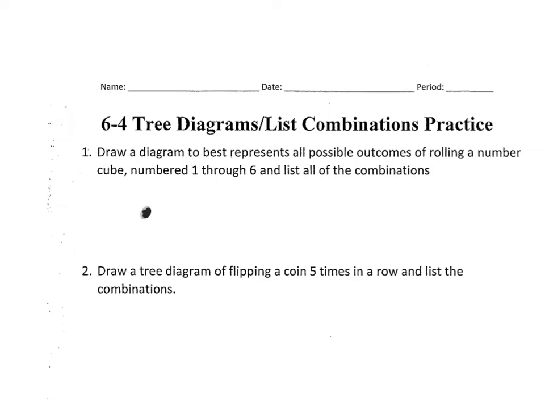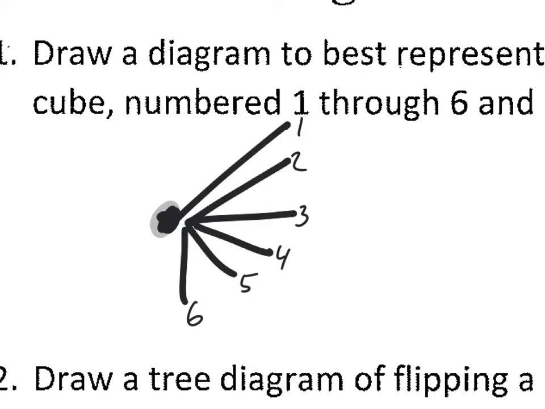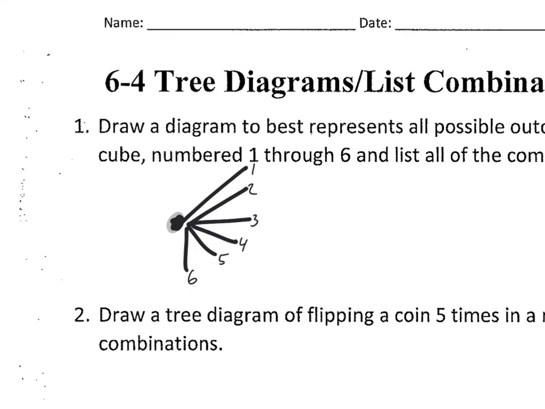My one roll, I've got 1, 2, 3, 4, 5, 6 options that could happen from that one roll. I could get a 1, I could get a 2, I could get a 3, I could get a 4, I could get a 5, or I could get a 6. That's our tree diagram. This is for a single roll. That single roll, this is the roll right here. And then these are all of the options that could happen from it.